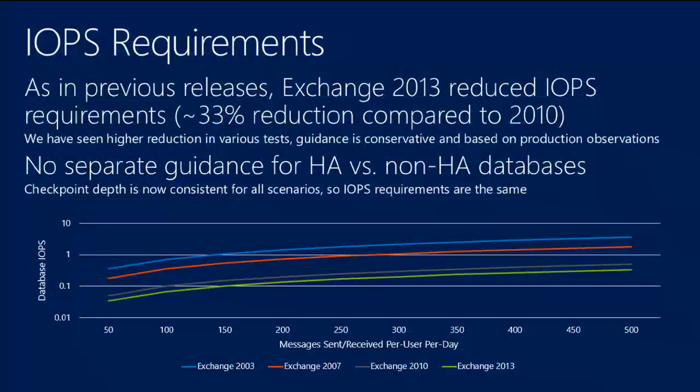We have also made a change to sizing guidance around standalone servers. In 2010, the I/O requirements for standalone databases, where you weren't using a DAG, you didn't have multiple copies, were higher because the checkpoint depth for those databases was lower. Checkpoint depth is now consistent across all database copies, regardless of whether you have 1 copy or 16 copies. So because of that, we've simplified sizing guidance. The IOPS numbers are the same regardless.